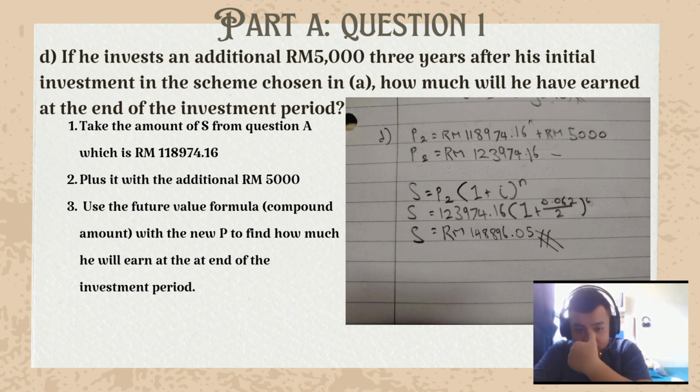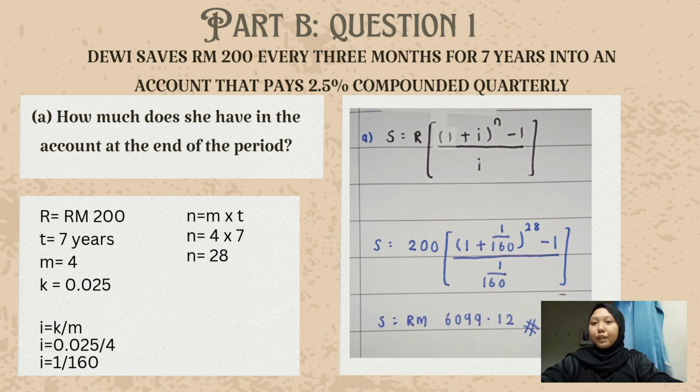To find the S, which we use the future value formula, you enter the numbers with P equals 123,974.16 cents. The i equals 0.062 divided by 2, and then the n is equal to 6, which is m, 2, times t, which is 3, from the 3 years after his initial investment. And after using a calculator, we'll get that S equals RM 148,896.05 cents.